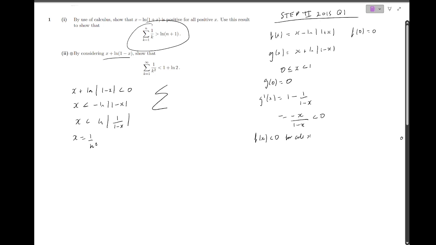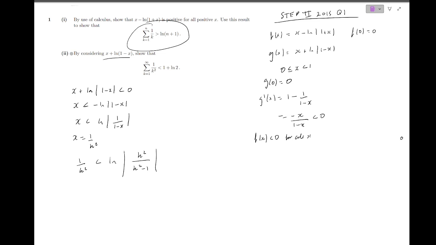So take the summation. No, not yet. Sorry. The reason I'm not going to take the summation from 1 to infinity is because first let's sub it in. I'll show you what's going to happen. We're going to get something like this: k squared over k squared minus 1. If you plug in 1 over k squared into x and you simplify it, you get this.